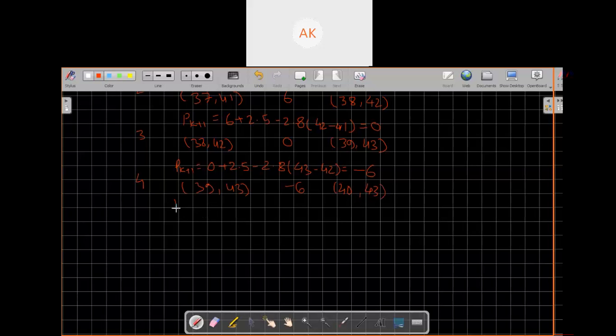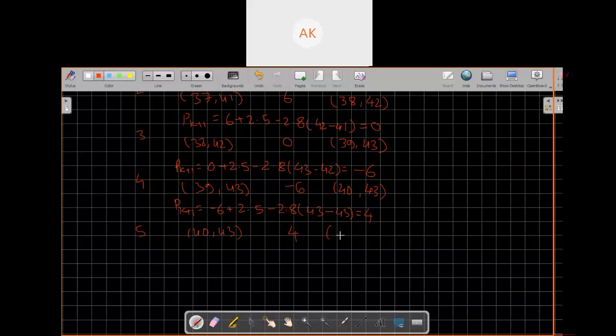So again calculate the next decision parameter, pk+1. pk is -6, plus 2 delta y, which is 5, minus 2 into delta x, which is 8, times yk+1, which is 43, minus yk, which is again 43. Simplify it, it is 0. 10 minus 6, 4, plus 4. So for the next iteration, your initial point is (40, 43), your decision parameter is plus 4.